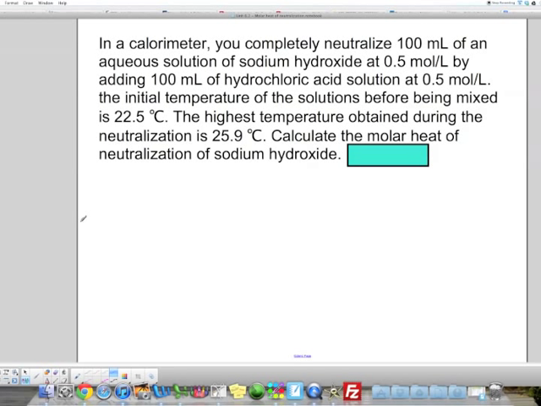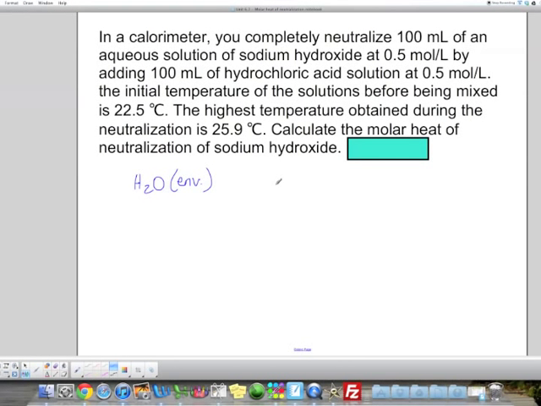Okay, so in a calorimeter, you completely neutralize 100 mL of an aqueous solution of sodium hydroxide at 0.5 mole per liter by adding 100 mL of hydrochloric acid solution at 0.5 mole per liter. The very first thing I'm going to do, I'm going to separate again into columns my information. So I have my water, which is my environment, and I have my neutralization, which is really my reaction.